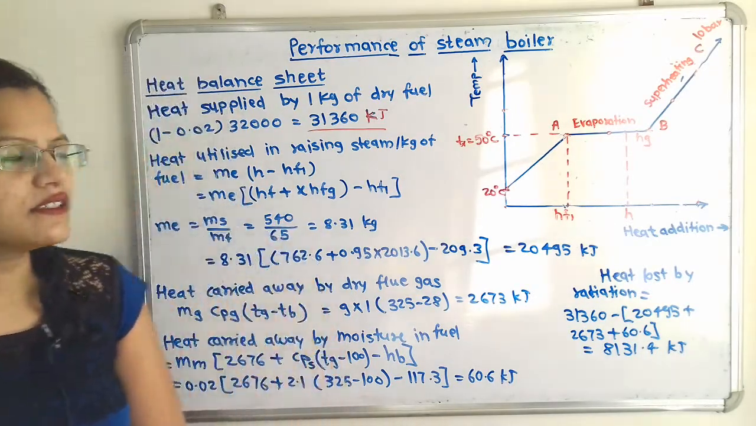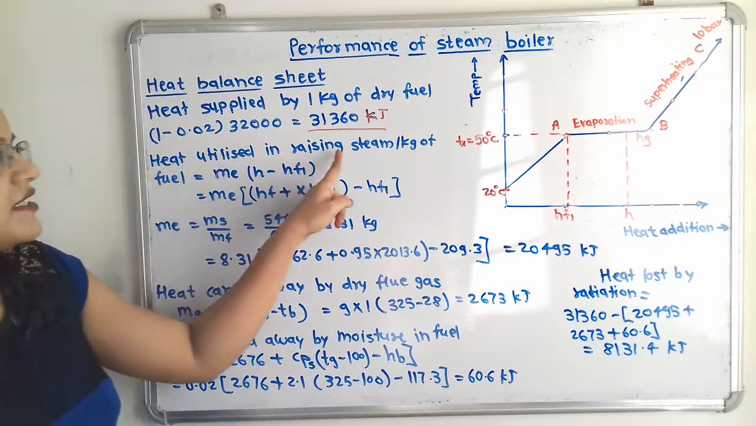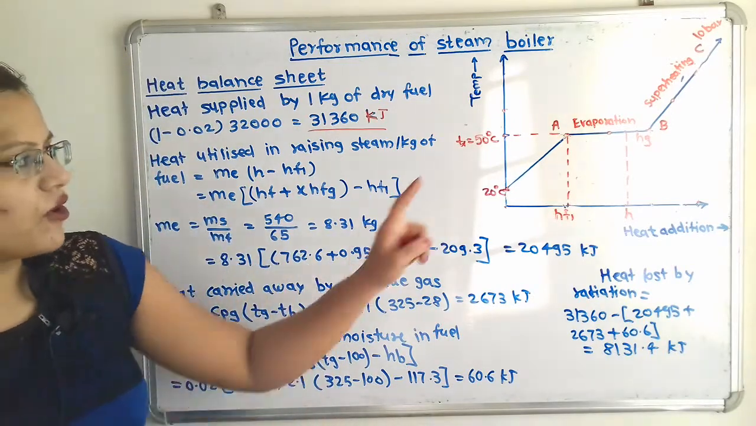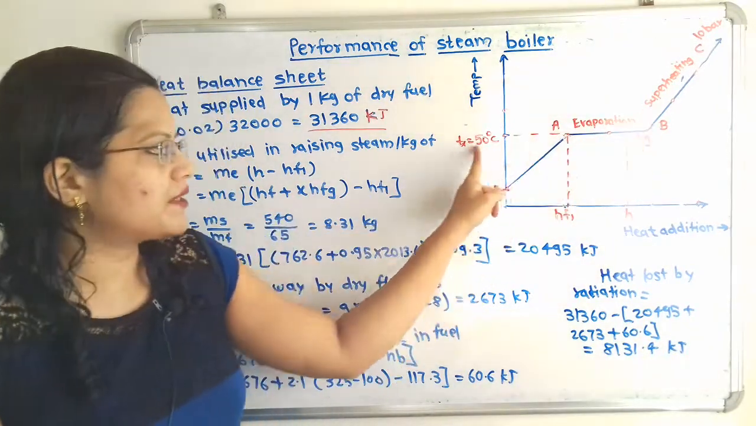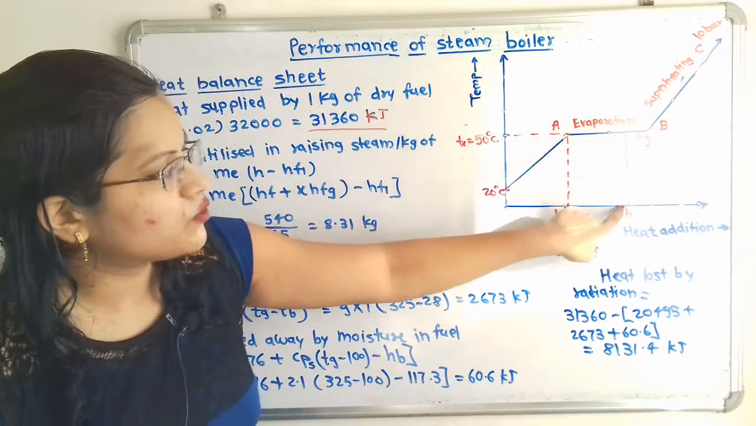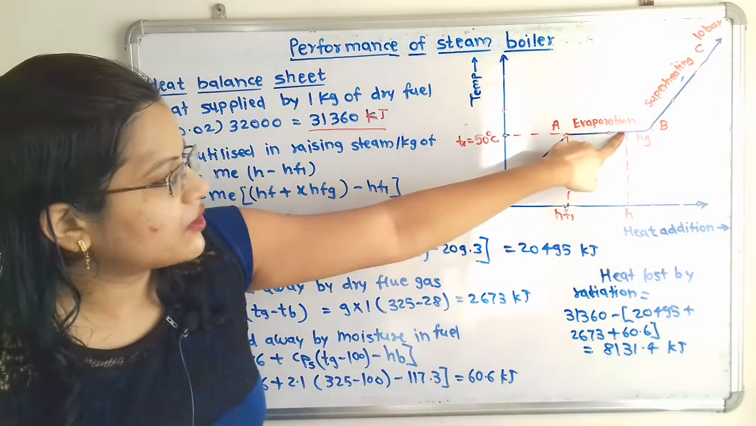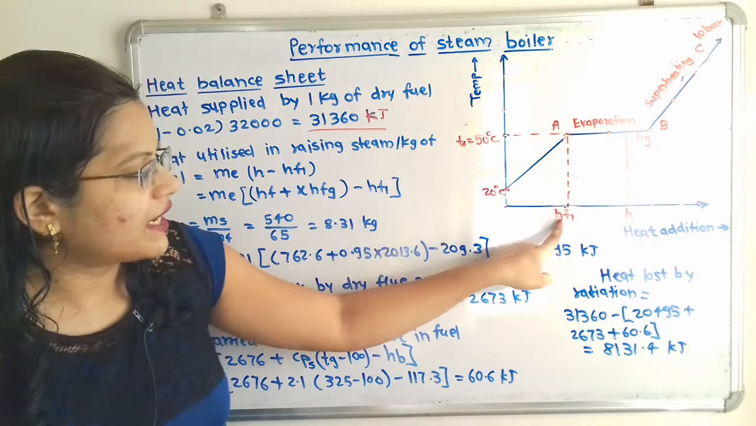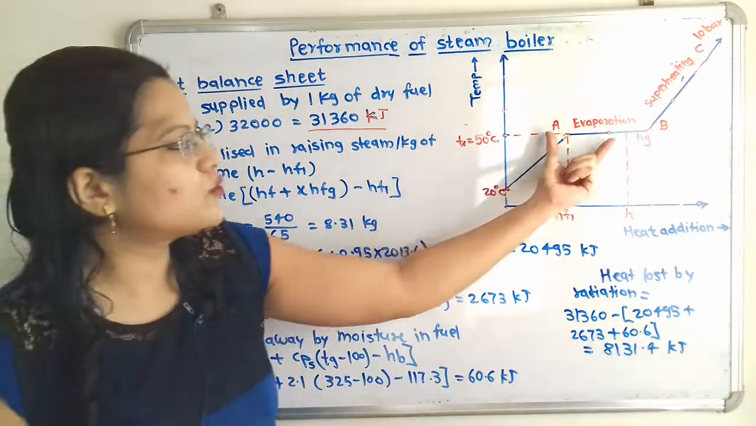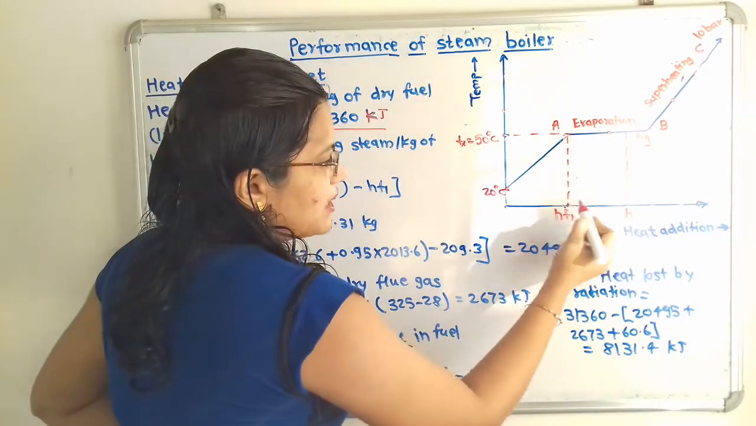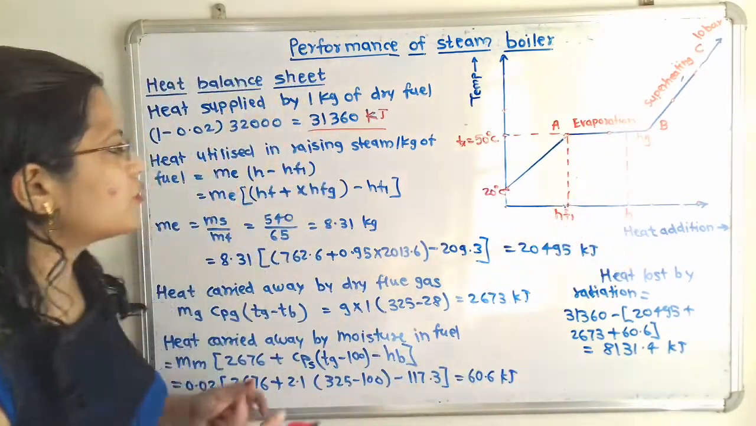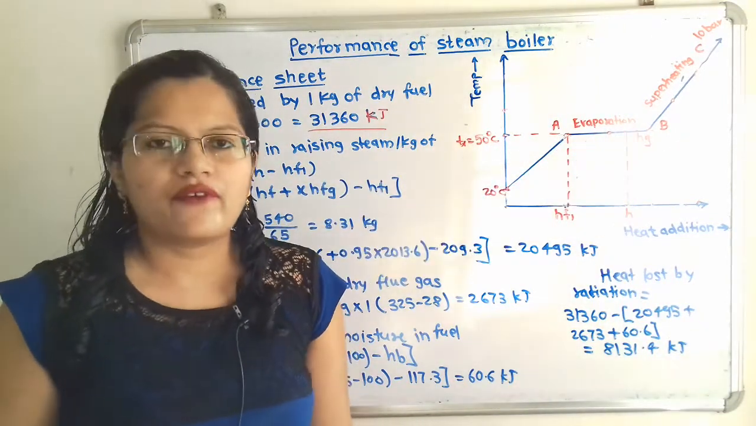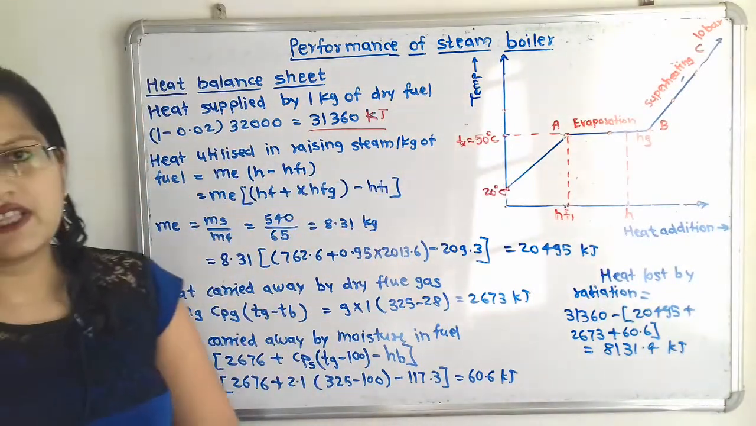First, the heat consumption is the heat utilized in raising the steam per kilogram of fuel. In the boiler, when the feed water is supplied at 50 degrees Celsius, it is converted into wet steam. The enthalpy of the wet steam is H, and the enthalpy of the feed water is HF1. The difference between H and HF1 is the heat utilized in raising the steam, as the feed water is converted into wet steam per kilogram of fuel, which we have to calculate.